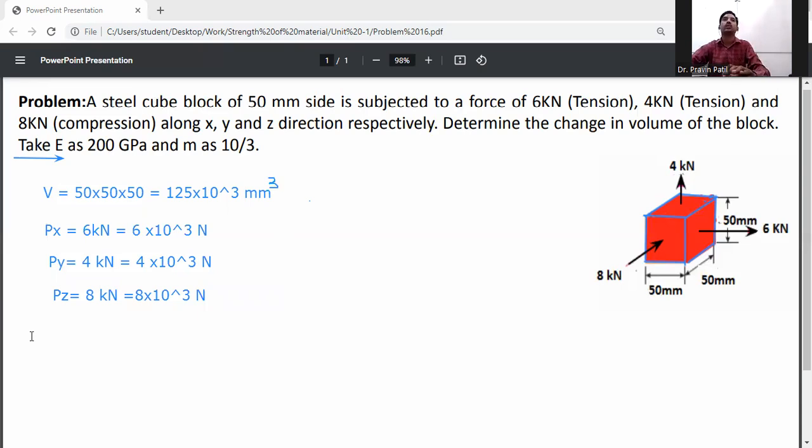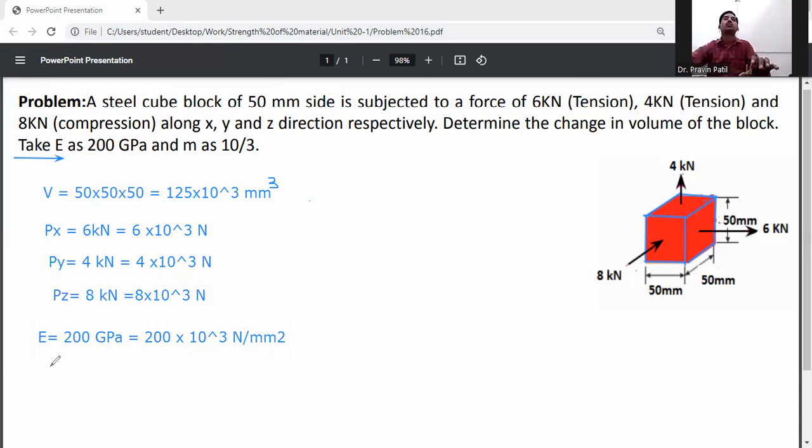Next, modulus of elasticity it is given. E is equal to 200 GPa. So convert it into Newton per mm square: 200 into 10 raised to the power 3 Newton per mm square.